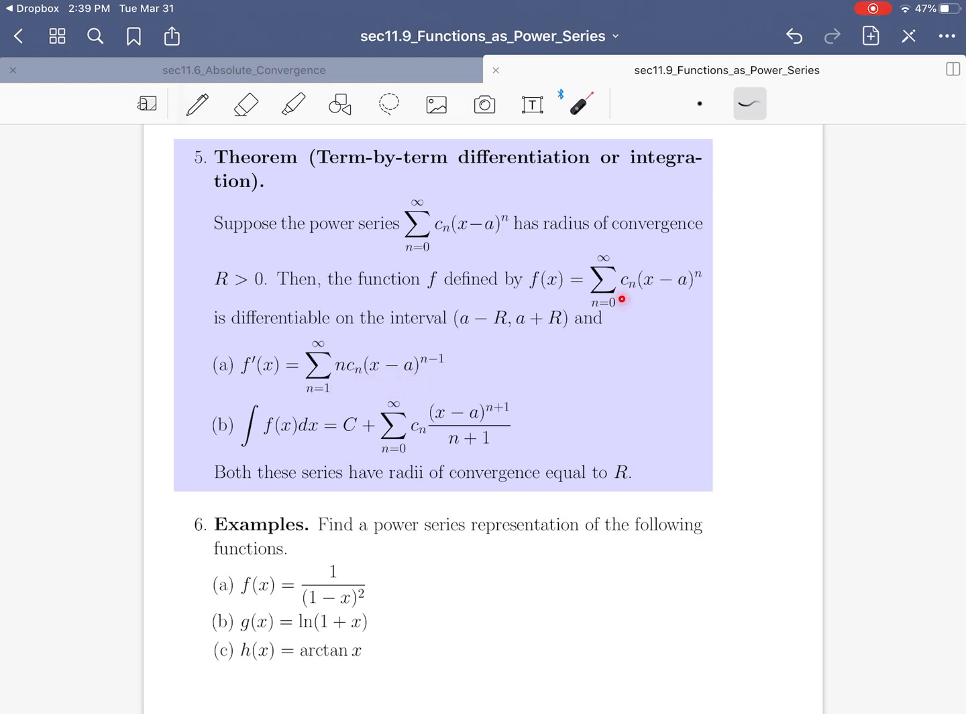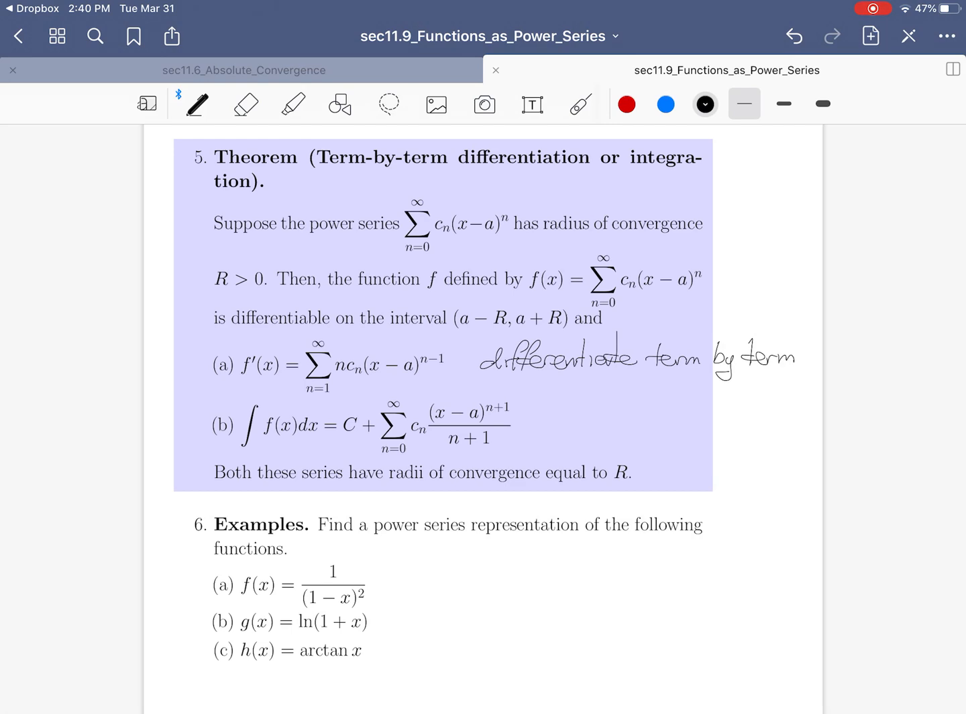So the key point here is that this term in the series is just what you get if you differentiate the original term. If I differentiate this term here, I get a factor of n coming up here, and then my exponent drops from (x minus a) to the n to (x minus a) to the n minus 1. So in effect, if you want to differentiate a function and you have its power series representation, you just differentiate the power series term by term.